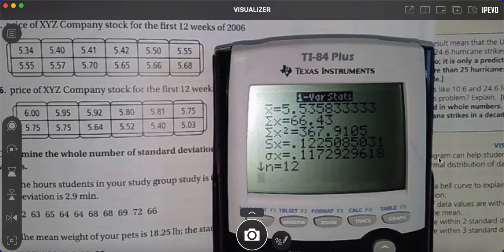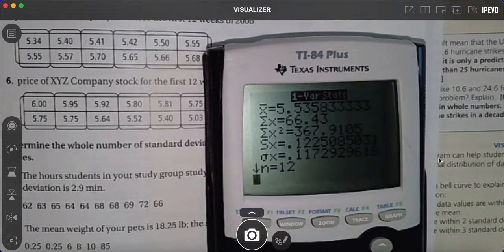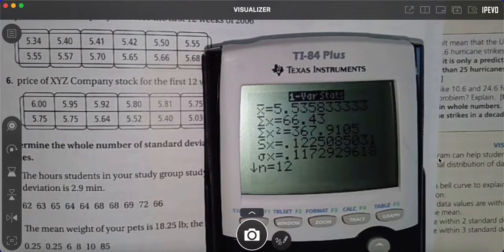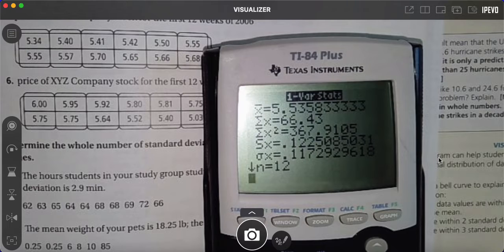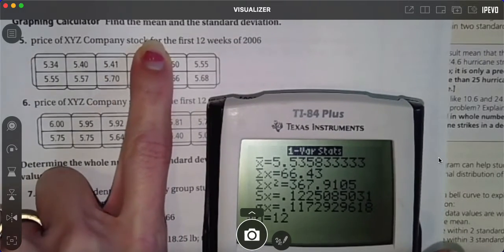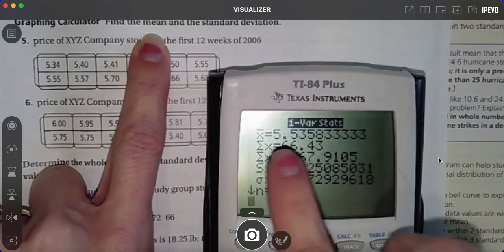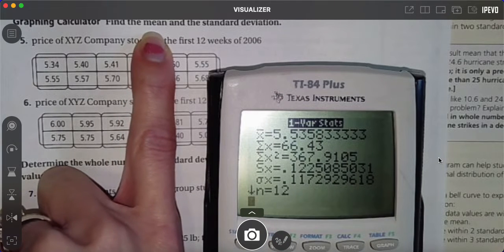If I go to calculate, look at all this information. You just have to know what everything is. Look at that x with the bar over it. Remember, the x with the bar is the average. Notice on number 5, the first thing it asks for is to find the mean. That's the average. So I can write 5.5. My calculator did my average for me.